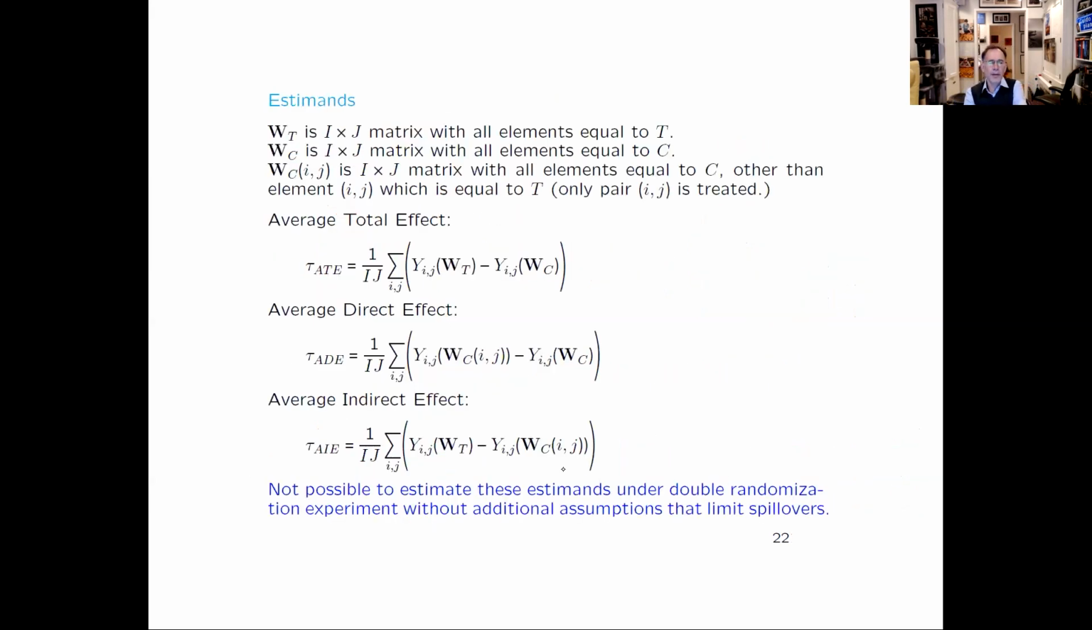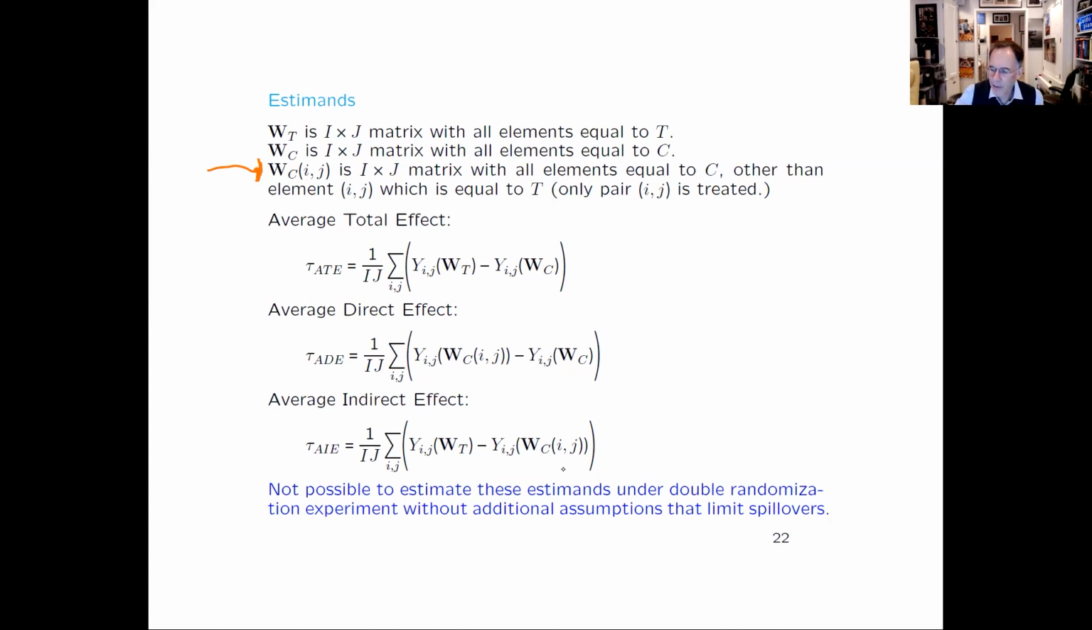Now, to think about what things we might be interested in here, I want to look at 3 possible estimates. To characterize these estimates, it's useful to think about 3 assignment matrices. W indexed by T is the matrix with all elements equal to T. W indexed by C is the matrix with all elements equal to C. And then the third one is the critical one. Here we look at the matrix with all elements equal to C, other than the ij element that is equal to T. So this is an assignment where only pair ij is treated.